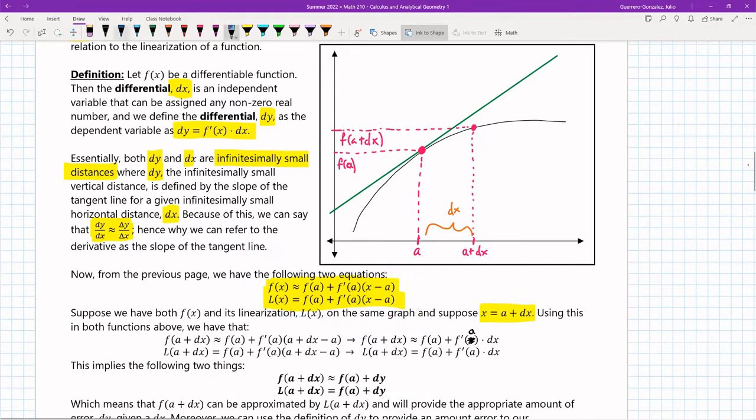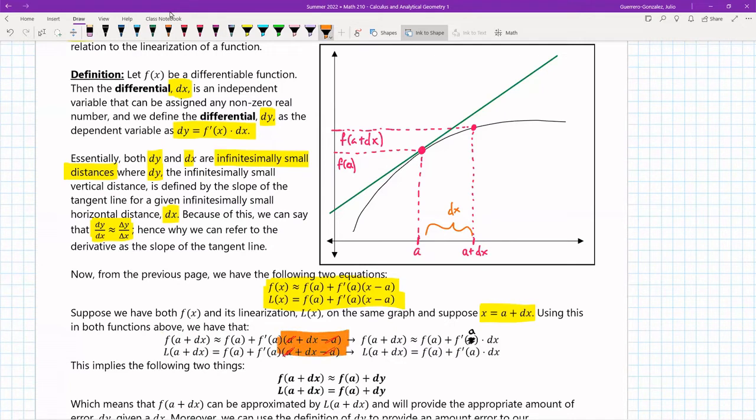So if you notice, f of a plus dx is still f of a plus f prime of a, and this is what's going to reduce down to something. So it's going to be a plus dx minus a. So the a's cancel out. Notice that that's happening in both the top and the bottom. So I have a minus a, and those go away. Those end up canceling. So I get left with just dx in the parentheses right here and here.